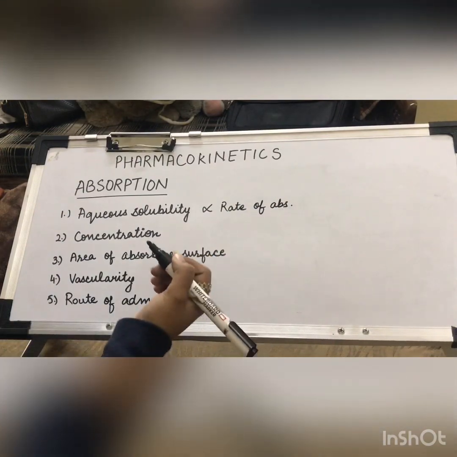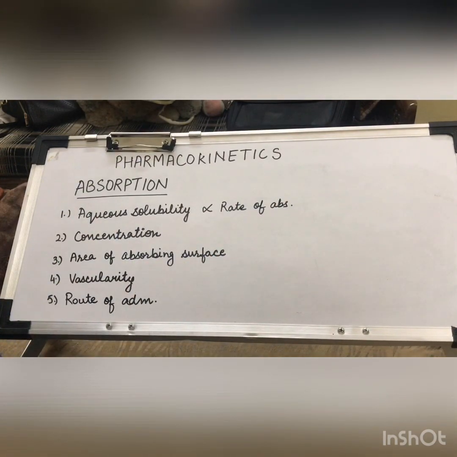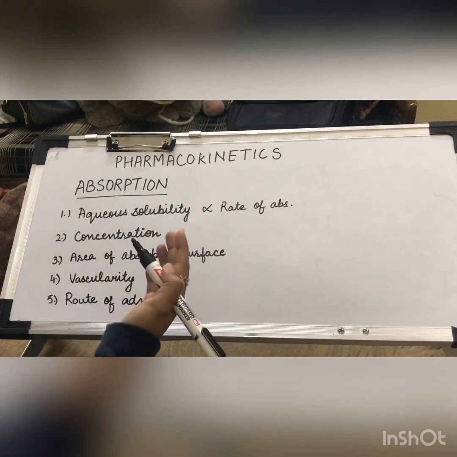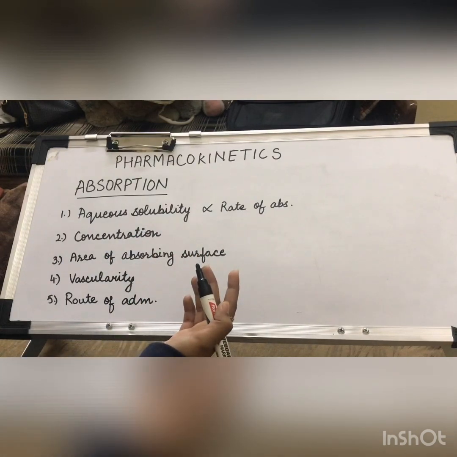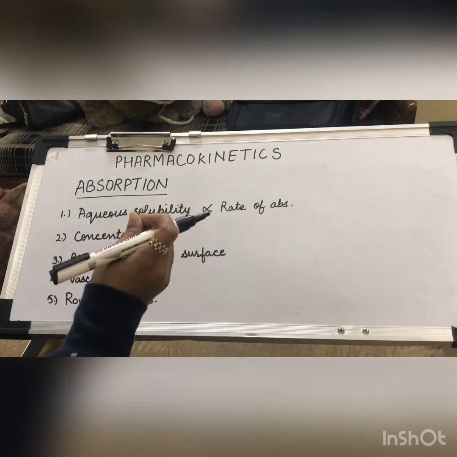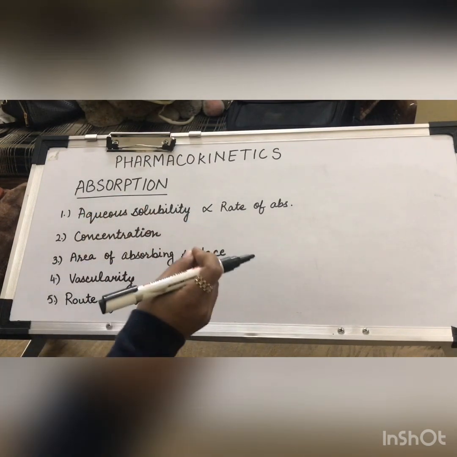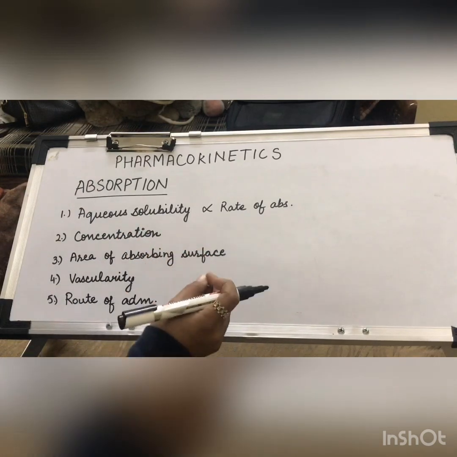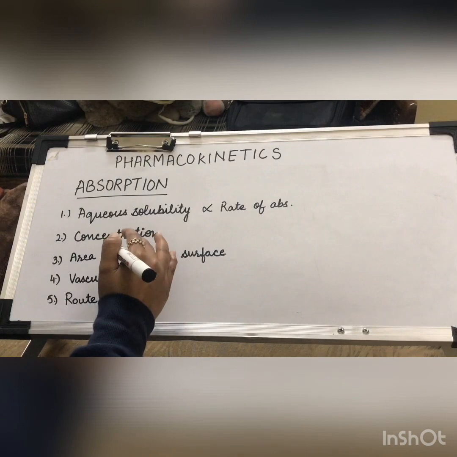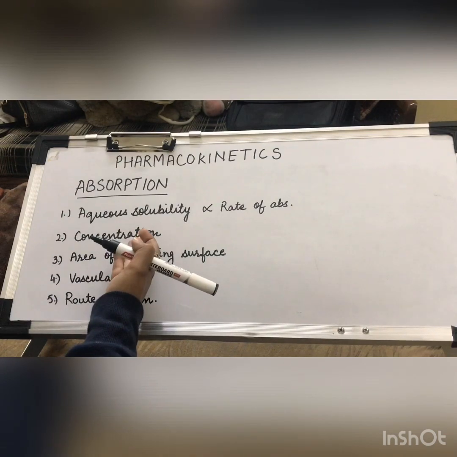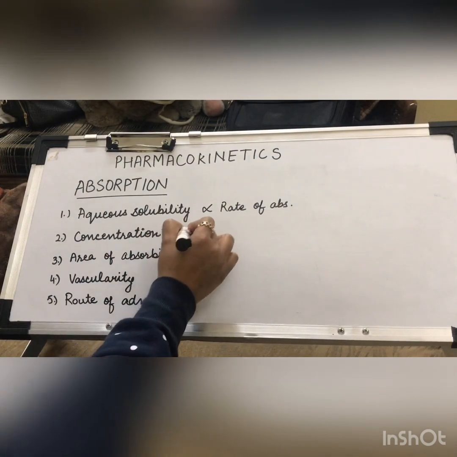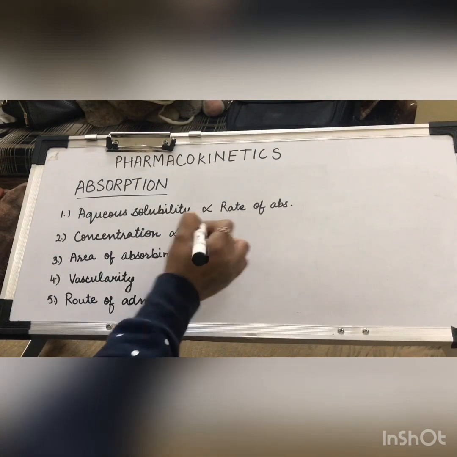The second factor which affects the absorption of drug is concentration. Now, we studied that passive diffusion is taking place because of the concentration gradient. We do not require any energy for passive diffusion. We just need that there should be a concentration gradient, a concentration difference across the two membranes. And if this difference between the two membranes with respect to concentration of the drug is higher, the rate of absorption will be higher.